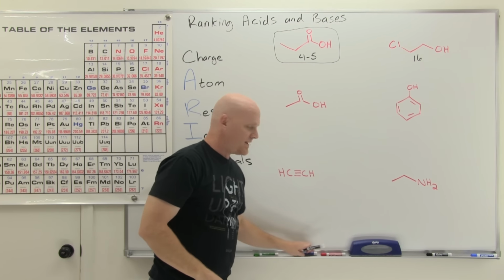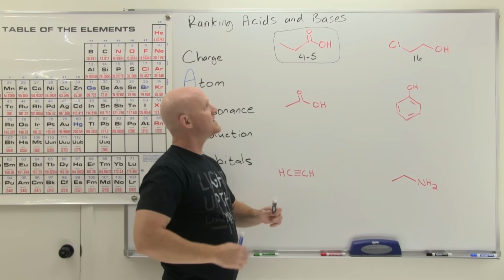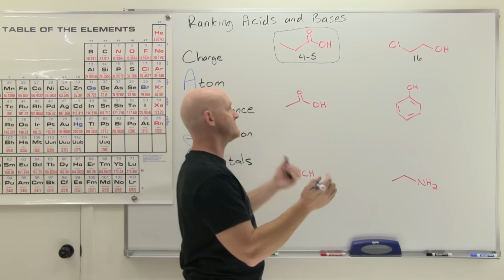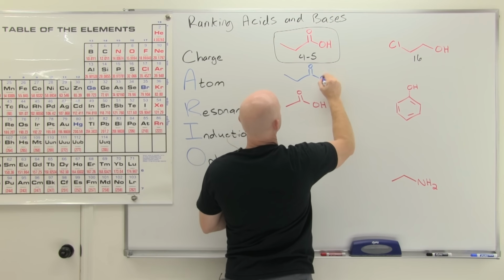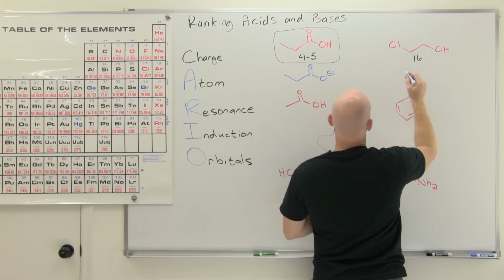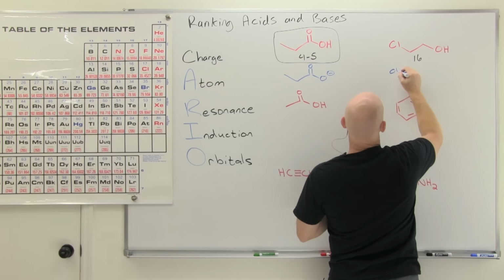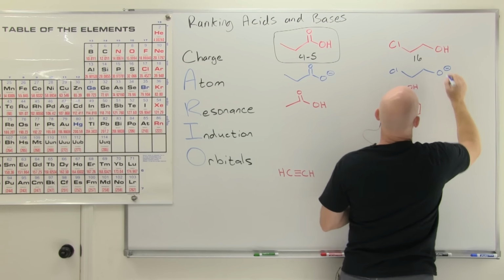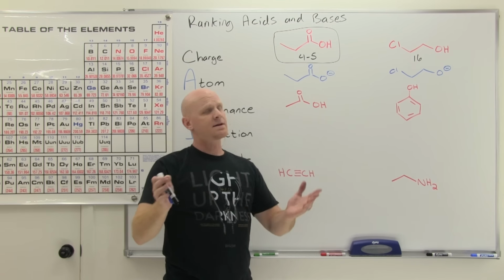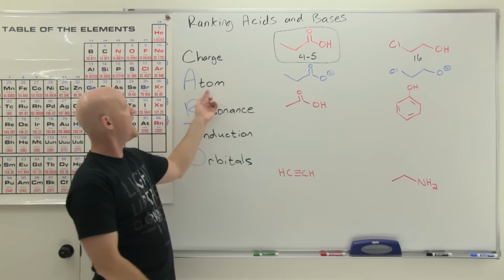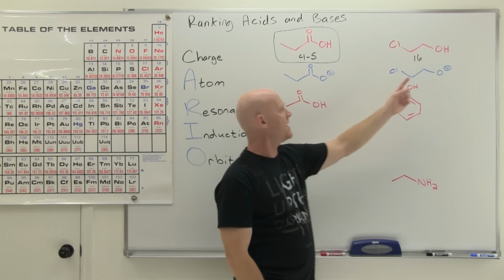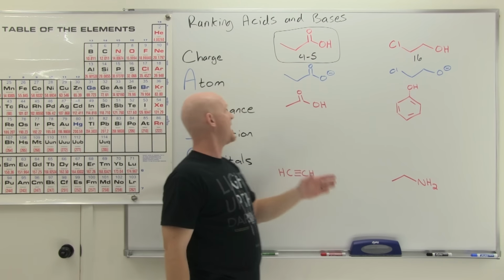But if you didn't recall your pKa's or didn't categorize these correctly, again, you could always just draw their conjugate bases and use your ARIO mnemonic here. So in this case, you go through and say, do they have the same charge? Yep, -1 for comparing your bases. Then you'd say, okay, atom rule. Oxygen's the base and oxygen's the base. It's a tie. Atom rule didn't help me.